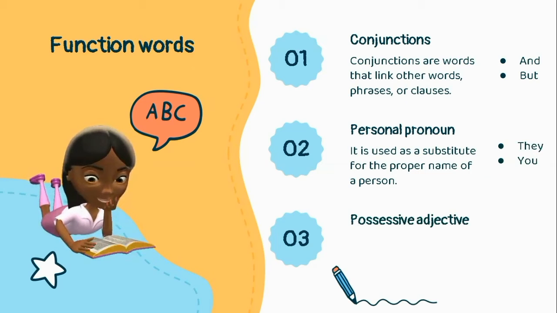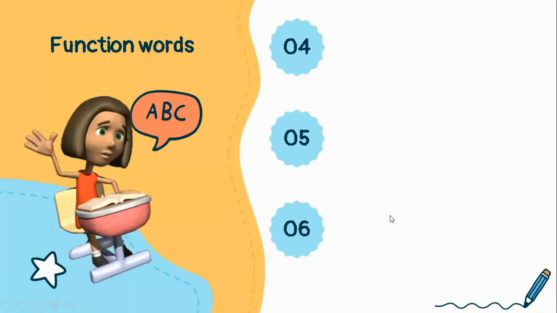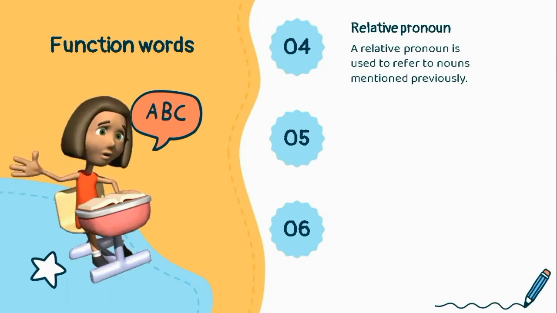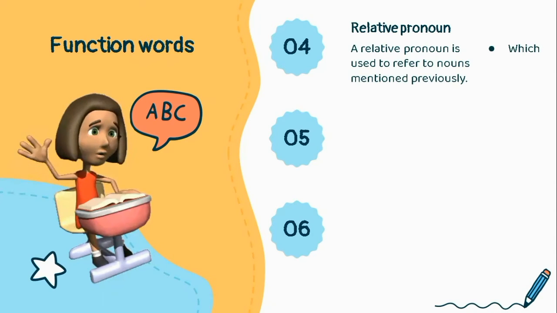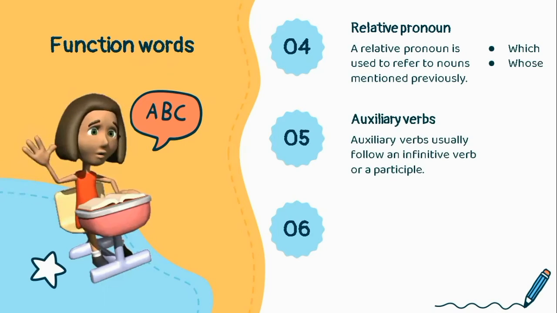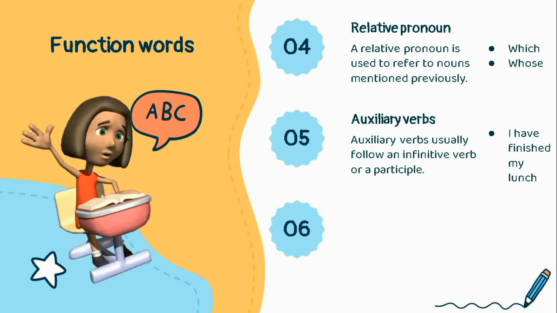Possessive adjective is a word that indicates possessions, like his and her. Also, we can talk about relative pronoun. A relative pronoun is used to refer to nouns mentioned previously, like which and whose. Another type of word are auxiliary verbs. Auxiliary verbs usually follow an infinitive verb or a participle, like I have finished my lunch.